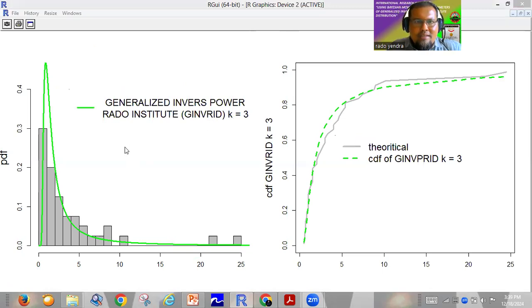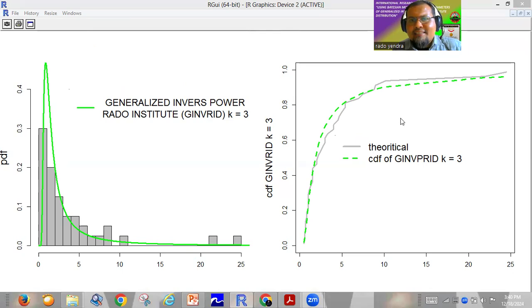This one is the density plot. This one is the cumulative distribution function plot. From the density plots, we can find the same result as with the generalized inverse power Rado Institute distribution using optim that we discussed before. And for this one, we are using the Bayesian MCMC, the same plot. The green one is very nice in capturing the histogram.